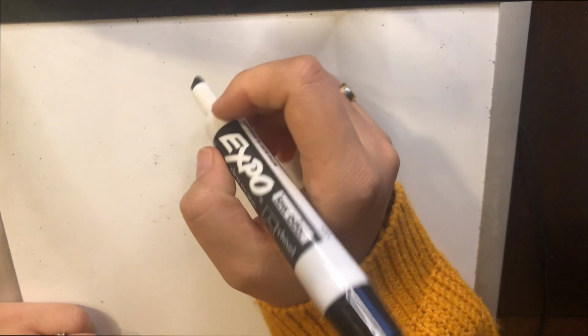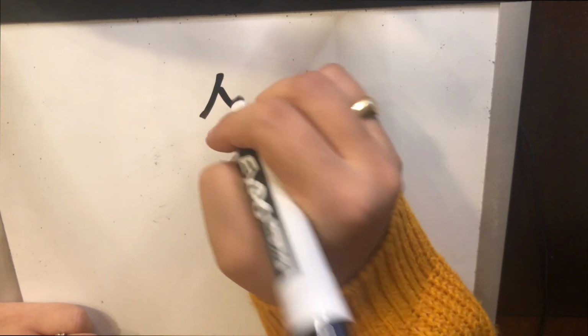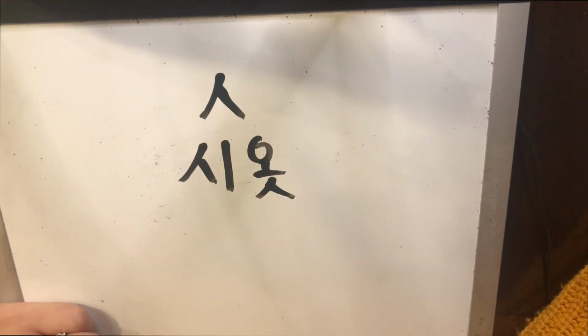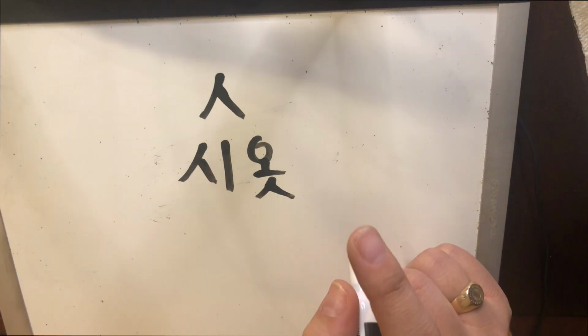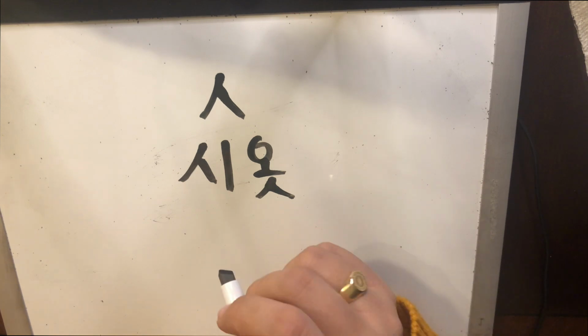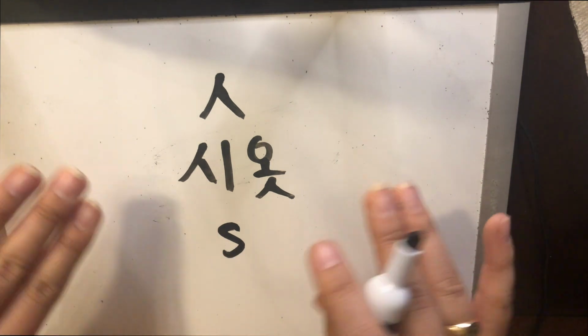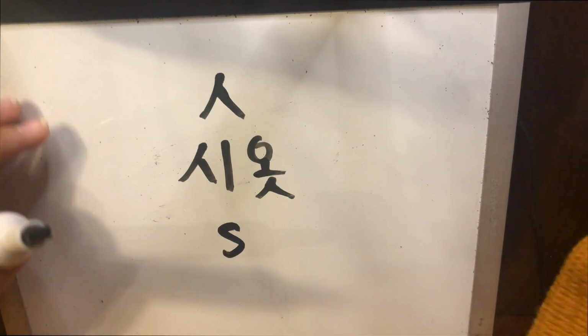So the next consonant is 시옷. It makes an S sound. It's the hard, like the stronger S sound, if that makes any sense. And again, I'll say S, but remember, take it lightly. It's not that exact S sound that everybody thinks it is.